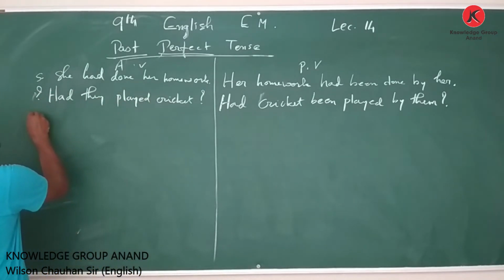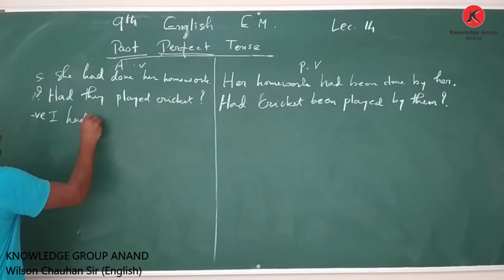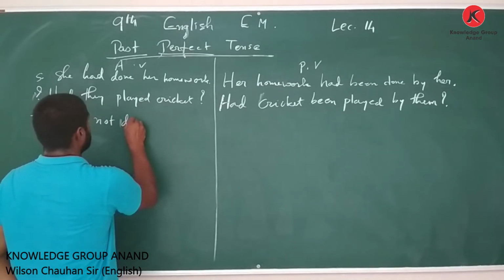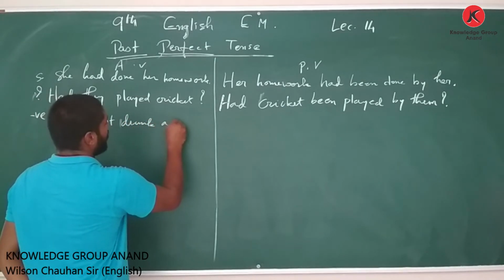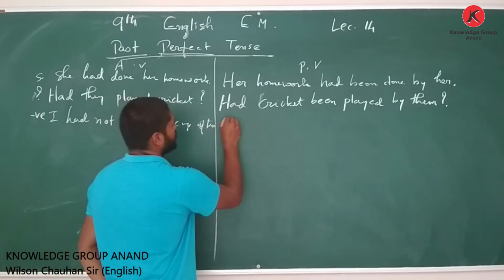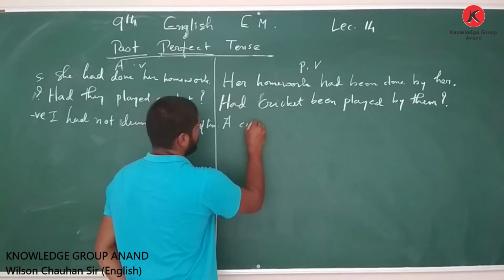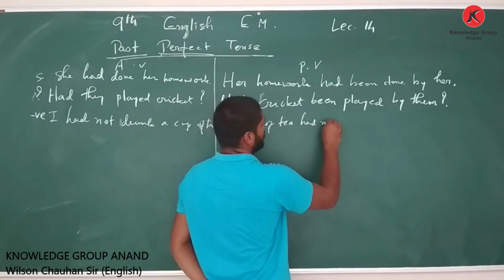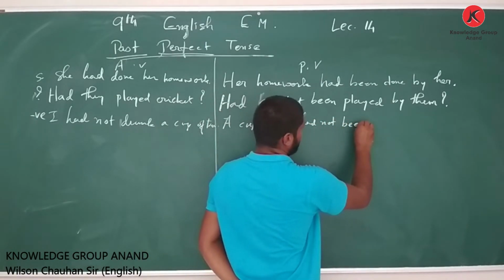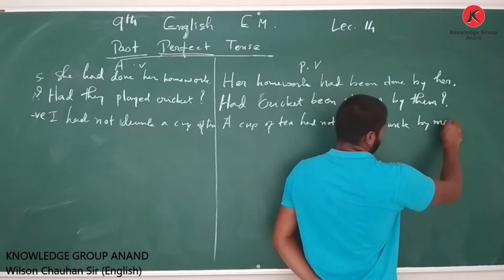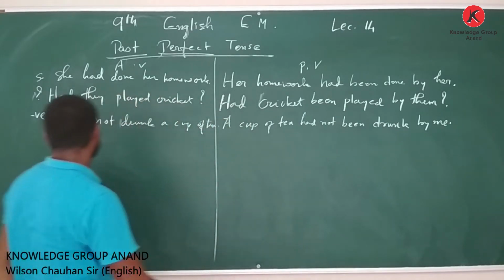Now we will write a negative sentence. So, I had not drunk a cup of tea. Okay? Yes. So a cup of tea had not been drunk by me. Okay? Yes, my dear friends.